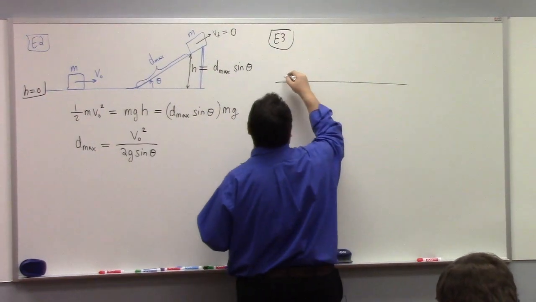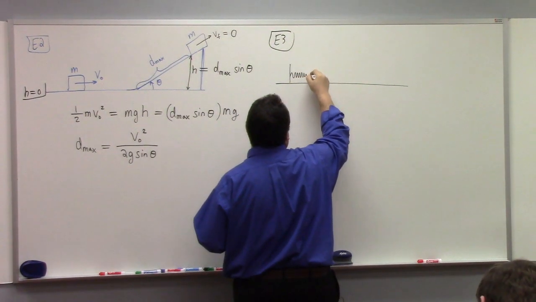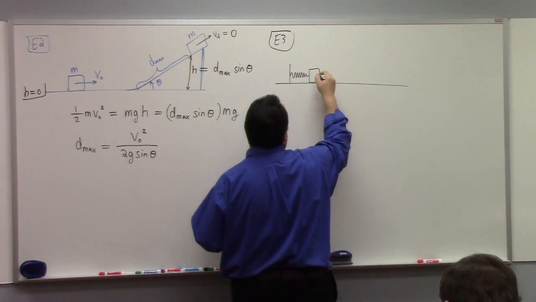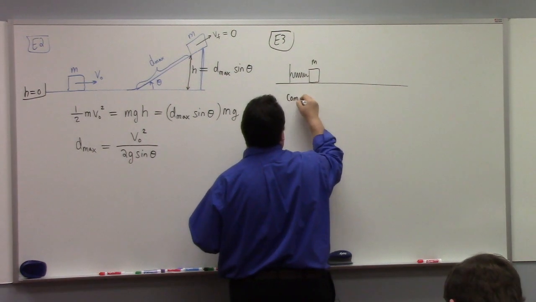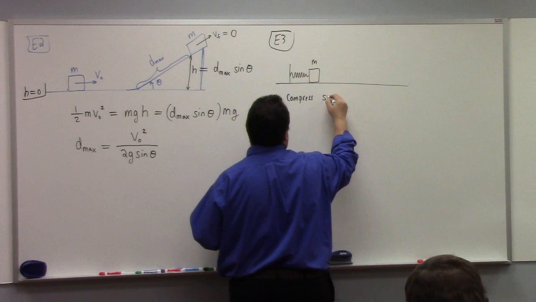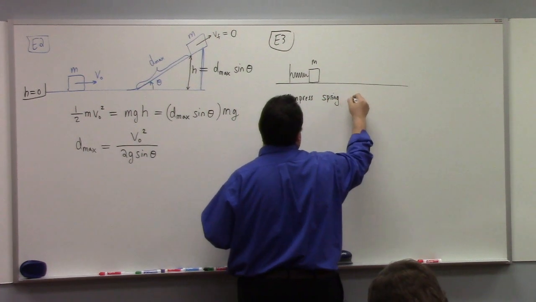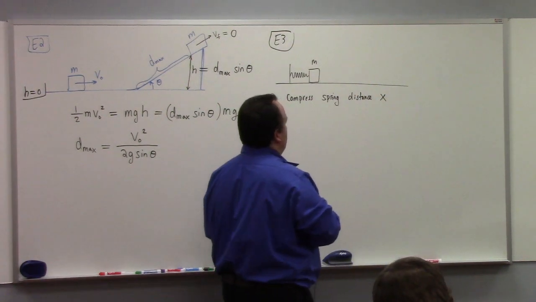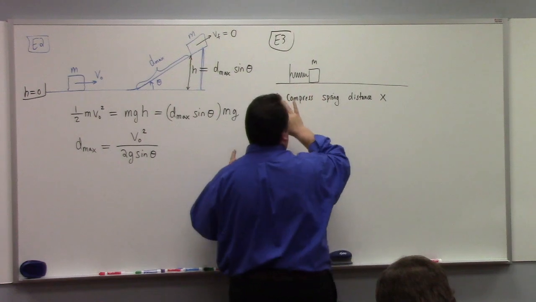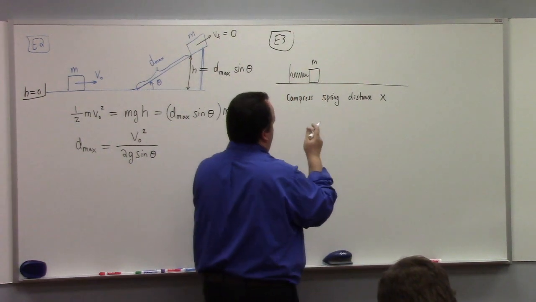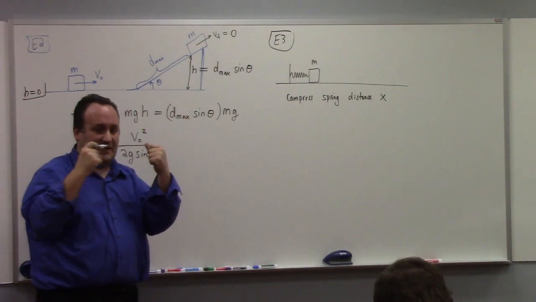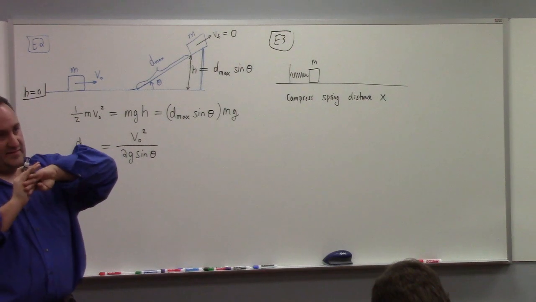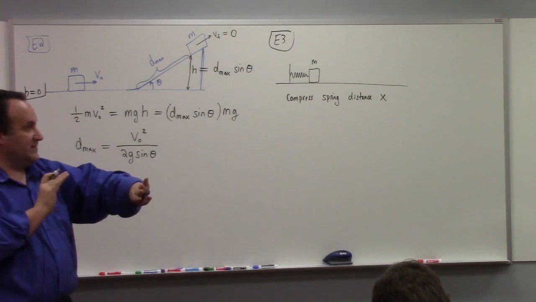Suppose you've got a spring, and you stick a mass on that spring, and you compress the spring a distance x, all right? And the spring is not attached to the mass. So what's going to happen is the spring is going to push the mass, and it's going to send it flying across this frictionless plane.